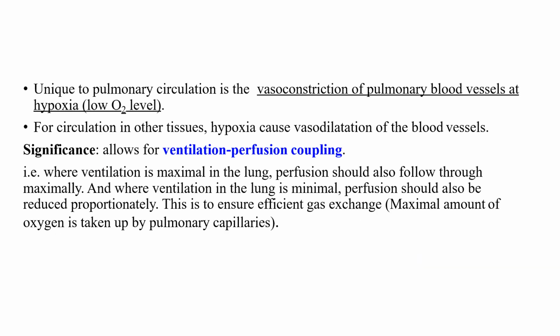Unique to the pulmonary circulation is the vasoconstriction of pulmonary blood vessels at hypoxia. And for circulation in other tissues, hypoxia causes vasodilation of blood vessels. The significance of this is that it allows for ventilation perfusion coupling.